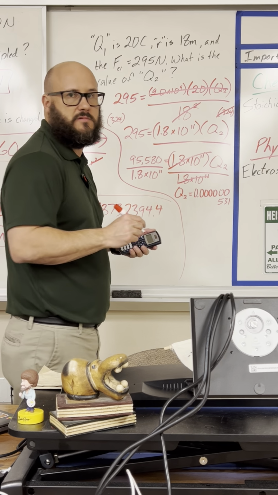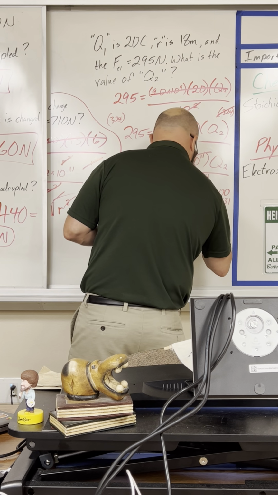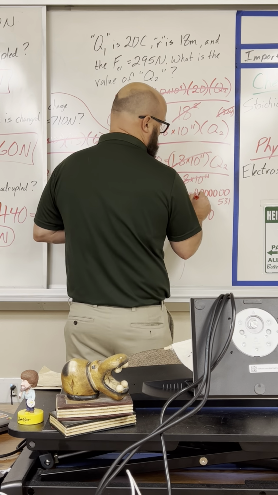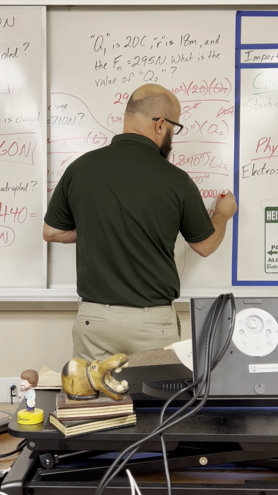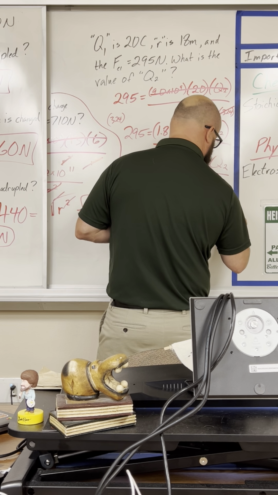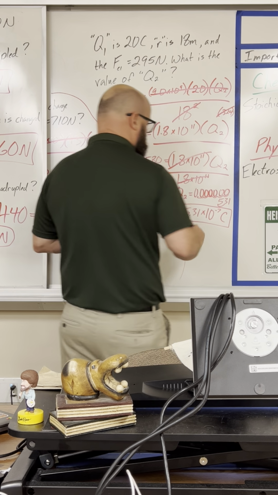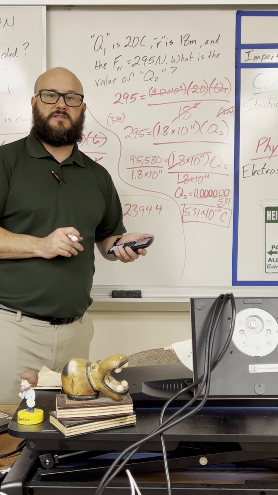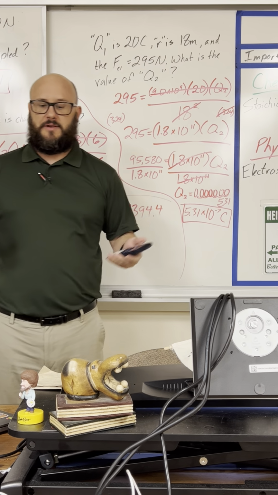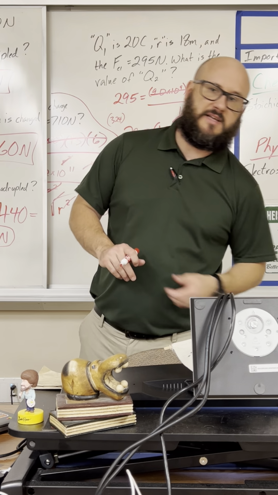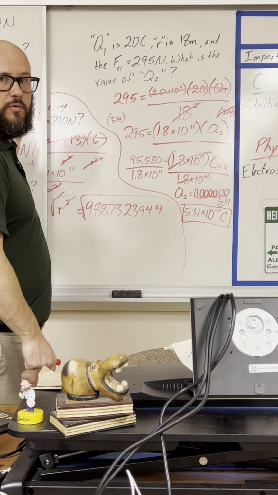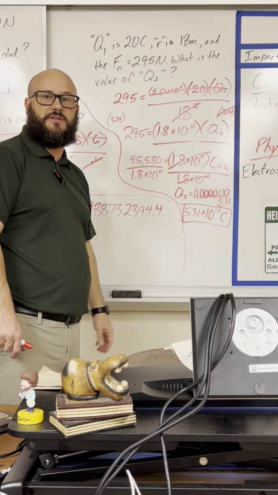Now let's put that in scientific notation. So 5.31 times 10, 1, 2, 3, 4, 5, 6, 7. 5.31 times 10 to the negative 7th, and then coulombs because we solved for Q. Please let me know if you have any questions about this, because when we take the test next week, you'll have to solve both basic force questions and questions using Coulomb's law.